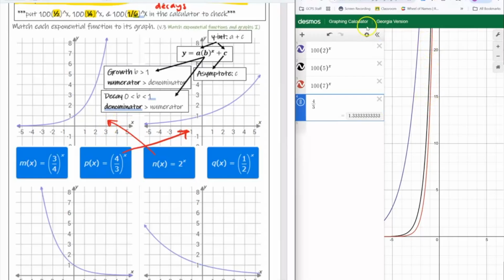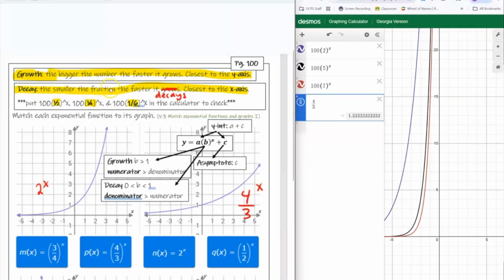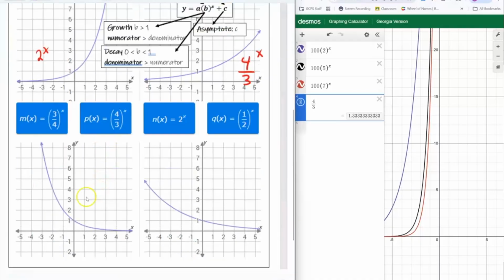Okay. And actually, just for clarity, let's not do it with arrows because that's going to get confusing. Let's just put it in. So the bigger numbers, so this is going to be 2 to the power of x, and then this one is 4 over 3 to the power of x. All right, then for my decay one, remember it's opposite. The smaller the fraction, the faster it is sliding. So I can see this one is the more scary slide.